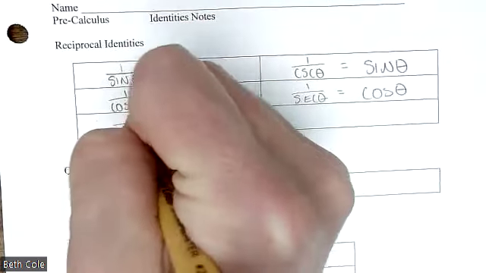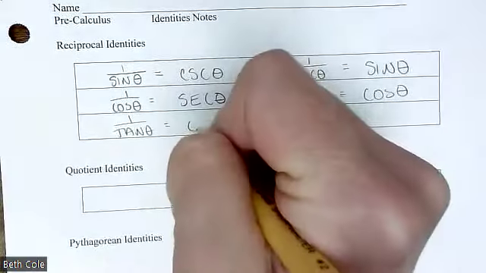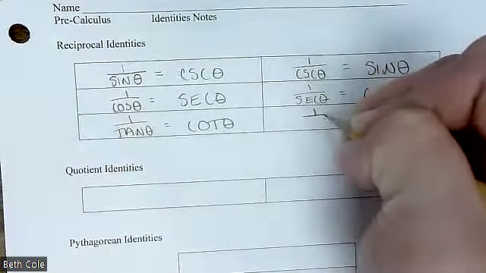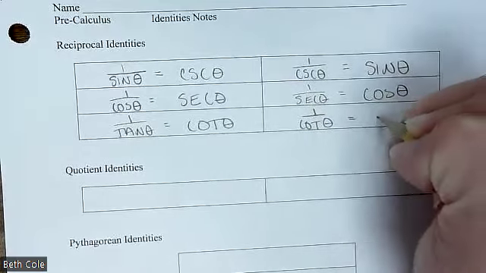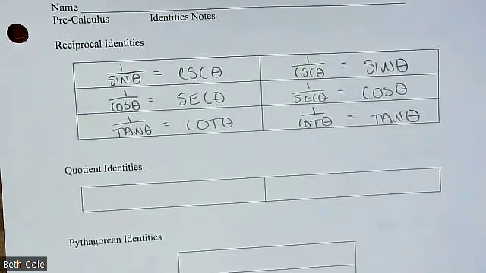All right, and then the third one here, if you do 1 over tangent, you reciprocate tangent, what do you think you're going to get? Cotangent. And if you do 1 over cotangent, you're going to get tangent. So those are called reciprocal identities. You are just flipping it. You already know which ones go together.